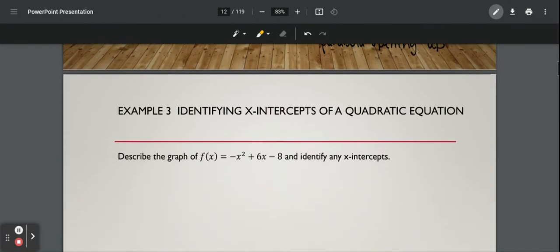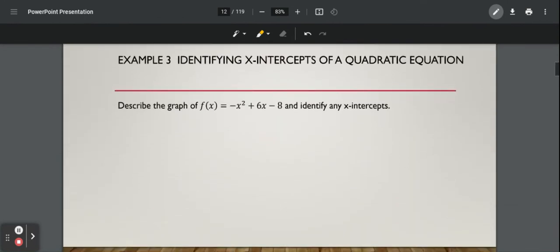All right, if we look at the next example, again, we're describing the graph and identifying any x-intercepts. So let's go through that process again of finding the vertex. So we have f of x. We're going to group the x's together. So we'll have a negative x squared plus 6x, and then the minus 8 stays on the outside. That's going to give us part of our k value.